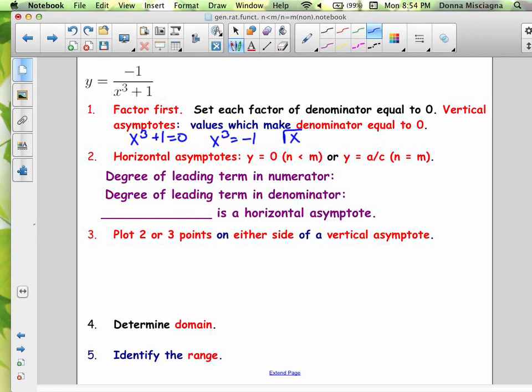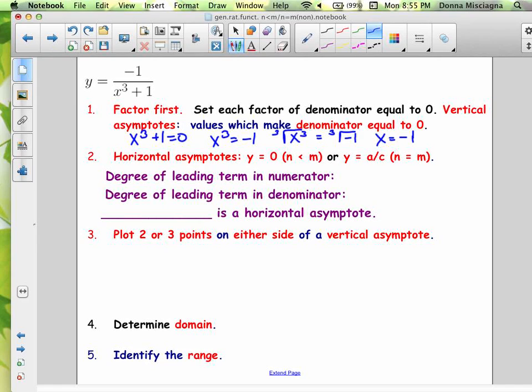So we just take the cube root of x cubed and the cube root of -1. Cube and cube root cancel, and the cube root of -1 is -1. So x equals -1 is the vertical asymptote. We have one vertical asymptote. And you're going to find this particular graph, even though we have an exponent, is not going to look a heck of a lot different than the graphs we've been doing.